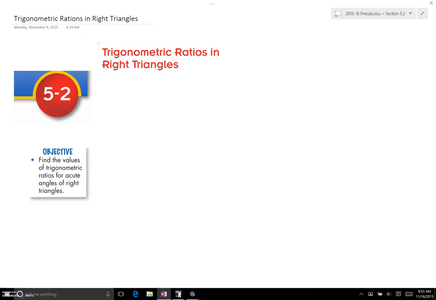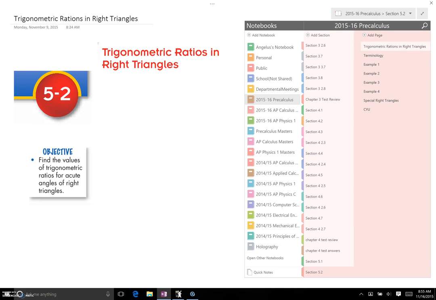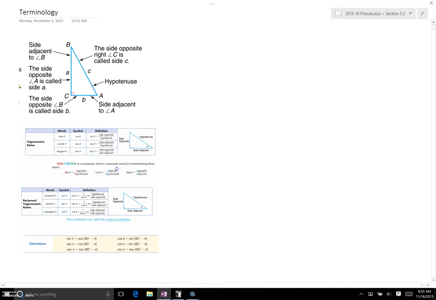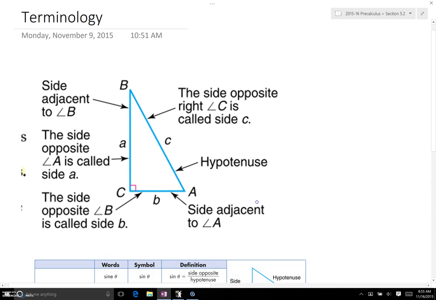Okay, so for today's lesson, we're going to review the basic trigonometric ratios, the functions sine, cosine, tangent, secant, cosecant, and cotangent. So we'll do a little bit of a review, and this will help us out in future sections where we start really getting into trig. So let's review some of the terminology.